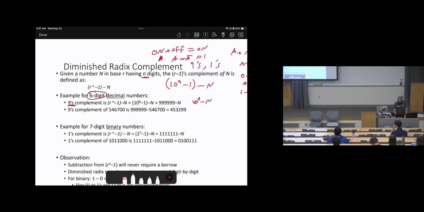After that, 10 power 6 minus 1 minus n. I forgot to mention, minus 1, then minus n. That's how we calculate it. So 10 power 6 minus 1, in other words, you can write it as 9, 9, 9, 9, 9, 9, 6 nines, minus n, which is what we see here.